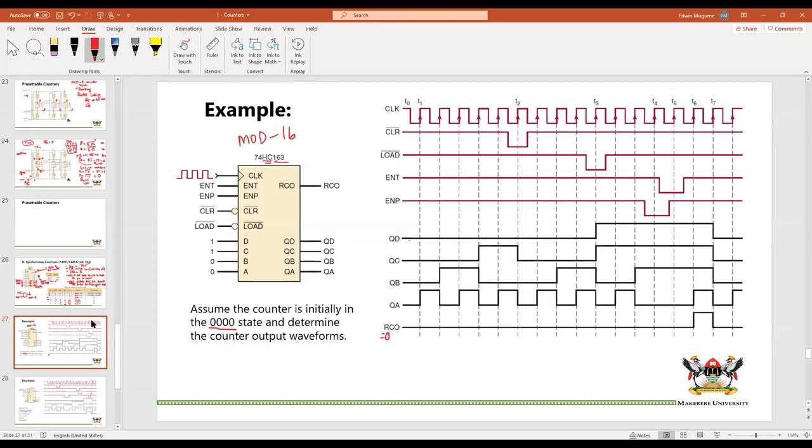So we expect this to be 0000, because we assumed that we are in the zero state. And as you can see, that's the case. Now you need to keep looking at these inputs. For you to count, clear should be one so that it's inactive. Load should be one so that we are not loading. ENT should be one and ENP should be one. Then we can count.